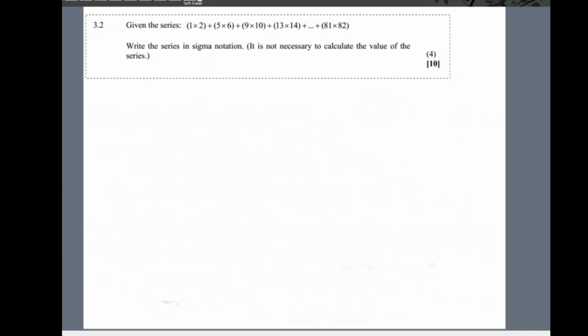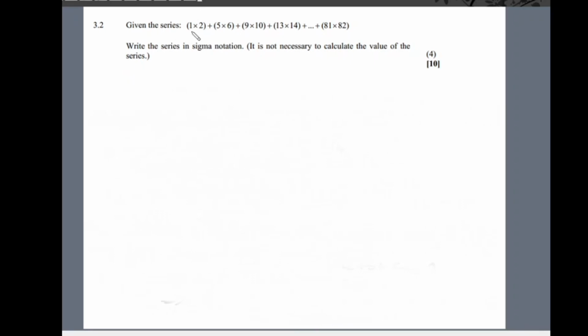The second part says, given this series, write down the series in sigma notation. And then they say it's not necessary to calculate the value of the series. Okay, so now we have a series. They want us to write this series in sigma notation.